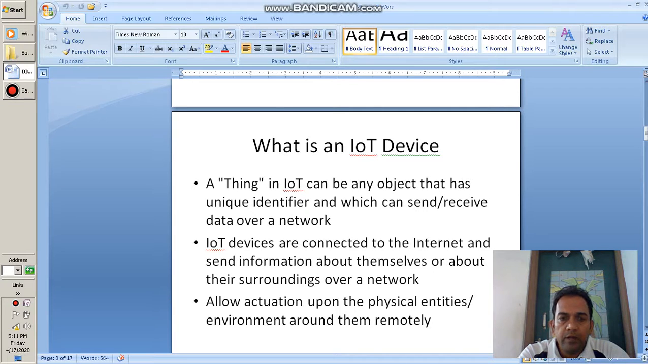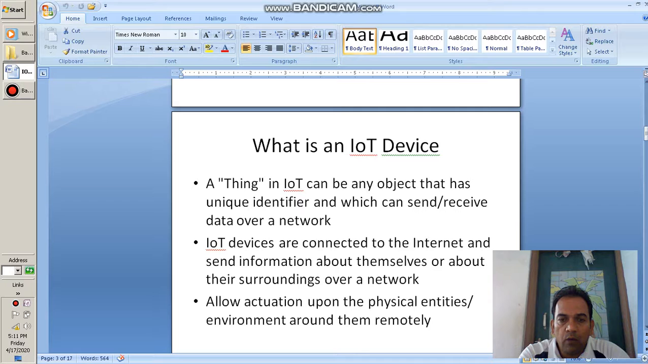Second thing is, IoT devices are connected to the internet and send information about themselves or about their surroundings over a network. IoT devices are connected to the internet and continuously send information about themselves or the surroundings; the sensors actually capture the surrounding information, so it is stated in this way.